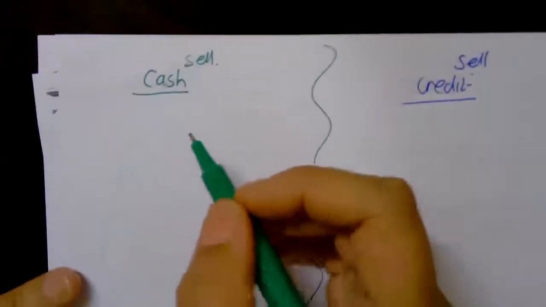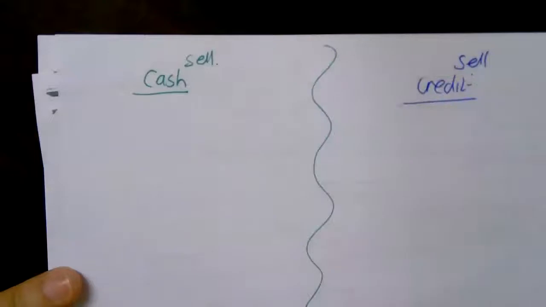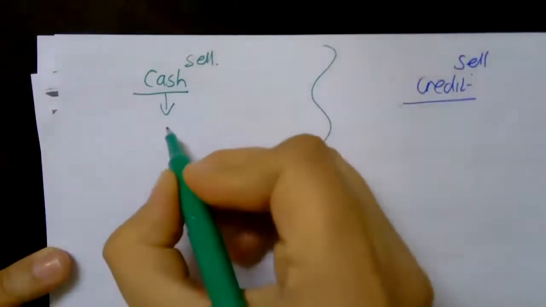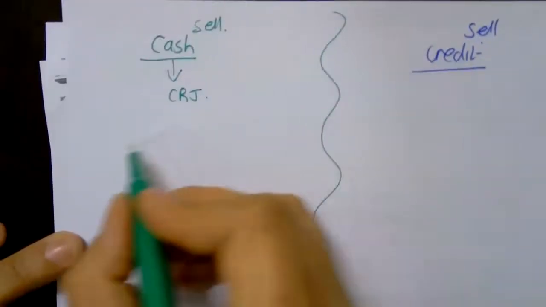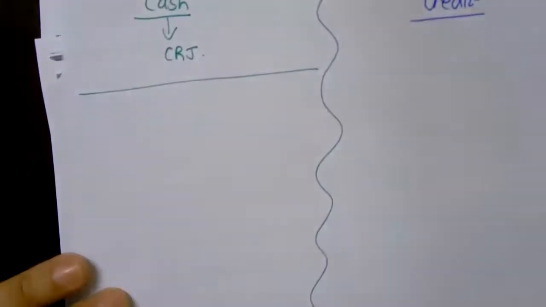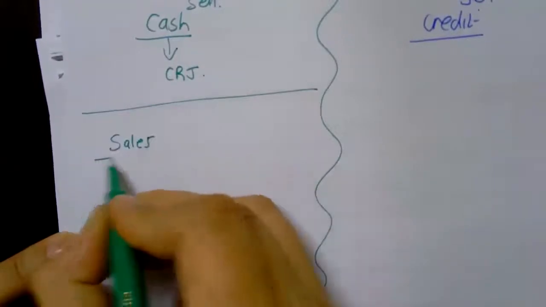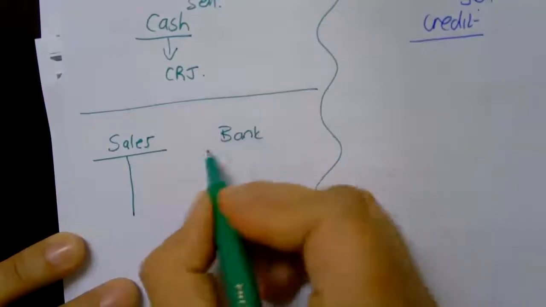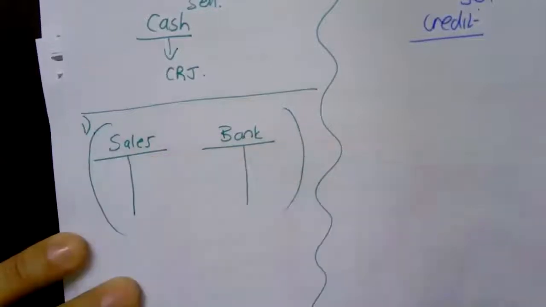So you need to know by now that when we sell and we receive cash for it, in which journal do we reflect this information? Which journal do we write it down? In the cash receipts journal. Then when we go to the ledger, the following 4 accounts will be involved. We have sales. And because we are receiving money, it goes to bank. So this is your first entry.